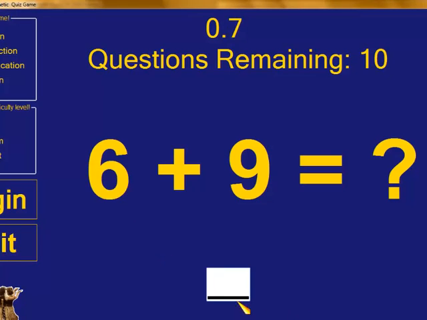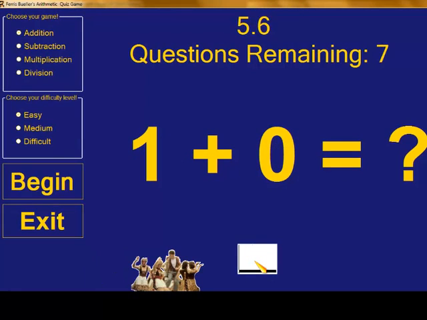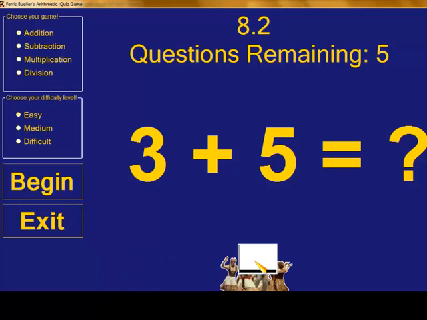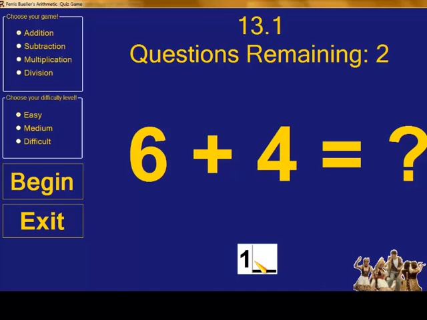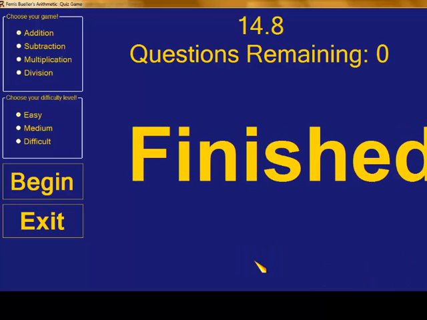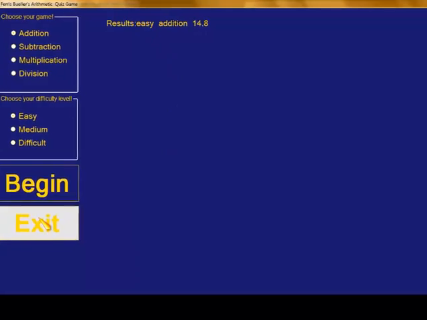Alright, so I'm going to do it again. Okay, so now after about 4 or 5 seconds, if I did this correctly, yes. Okay, results, easy addition, 14.8. Alright, now I don't really like the easy addition being on the same line as the results, because I'm going to be building a list going down, so I'm going to go fix that right now.